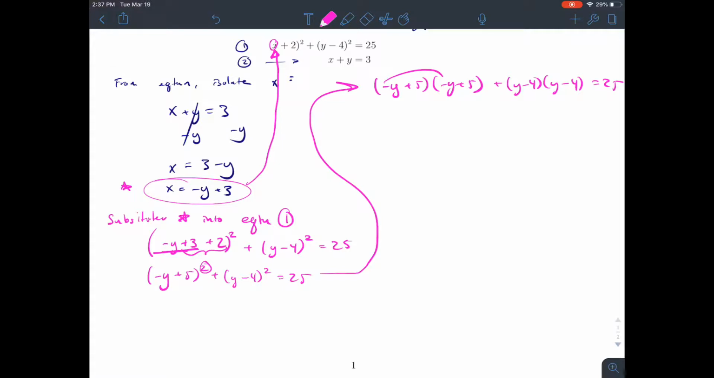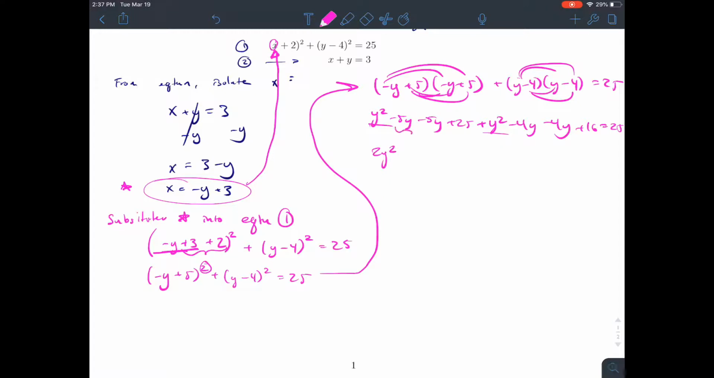So let's do it. Negative y times negative y is y squared. Negative 5y, 25, plus y squared, negative 4y, 16, 25. Combining like terms gives us 2y squared. Negative 10y minus 8y is negative 18y. 25 plus 16 is 41, and that all equals 25.